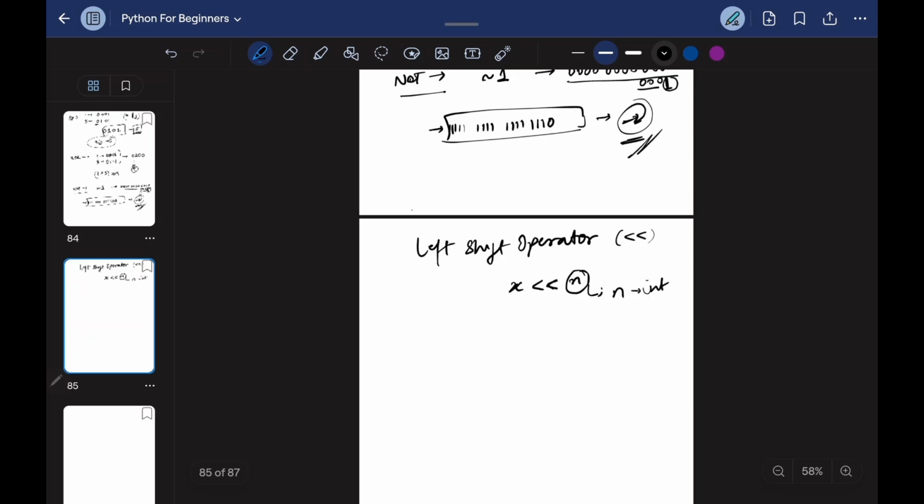What the left shift operator does is it shifts the bits n times to the left. This is the basic definition. It shifts the bits n times to the left. This n is an integer. It can be 1, 2, 3, 4 or whatever. By n times to the left means n bits from the start will be dropped off, and instead of them n bits will be added at the rightmost of your binary number, and all will be zeros.